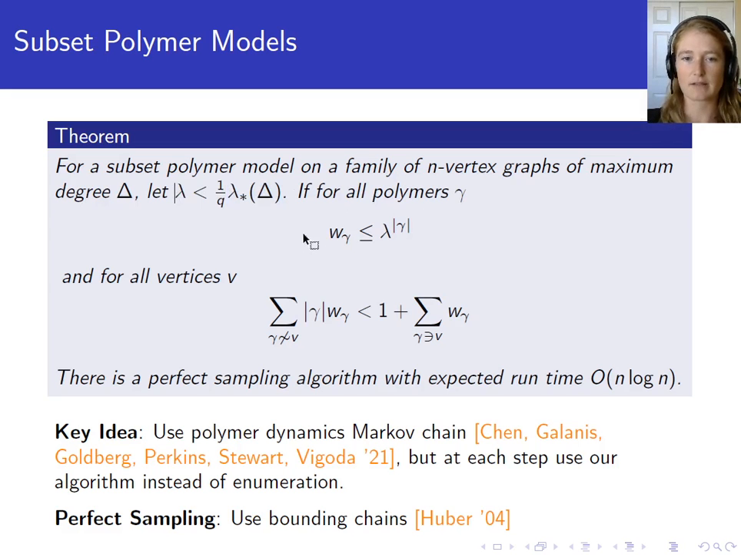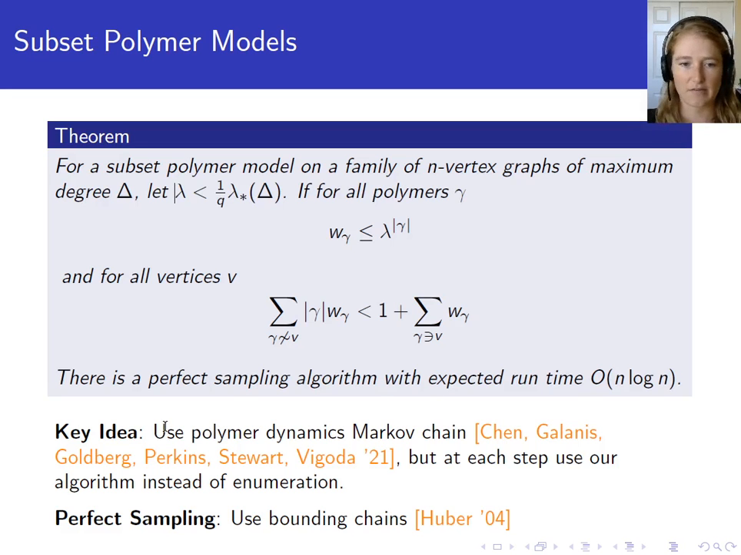And if the weights of our polymers are bounded above by lambda to the number of vertices in the polymer, the distribution we want to sample from, and we have this extra condition on the weights, which I'm not going to say too much about until the next slide, then as long as this extra condition on the weights is satisfied, we can draw a perfect sample from the polymer model, and the expected runtime of our algorithm is n log n.